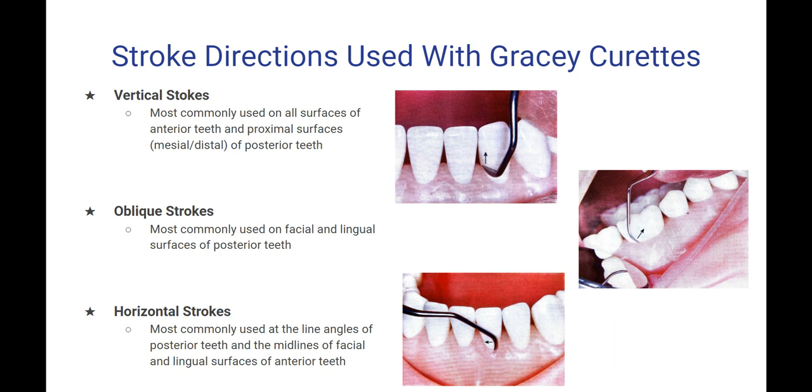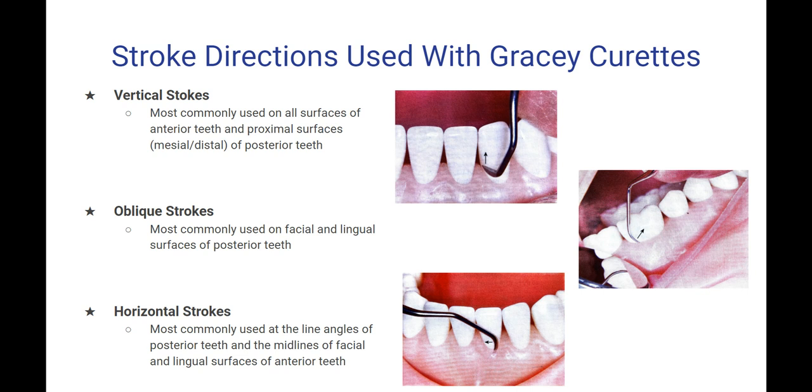Stroke direction used with Gracey curettes. Vertical strokes are most commonly used on all surfaces of anterior teeth and proximal surfaces, mesial and distal, of posterior teeth. The first photograph shows a vertical stroke. Oblique strokes are most commonly used on facial and lingual surfaces of posterior teeth. The second photo shows an oblique stroke.